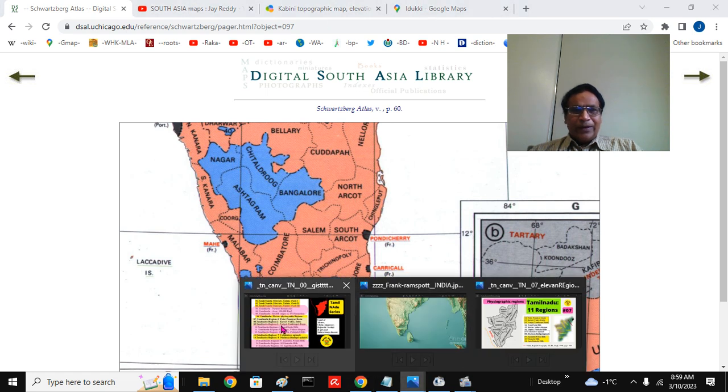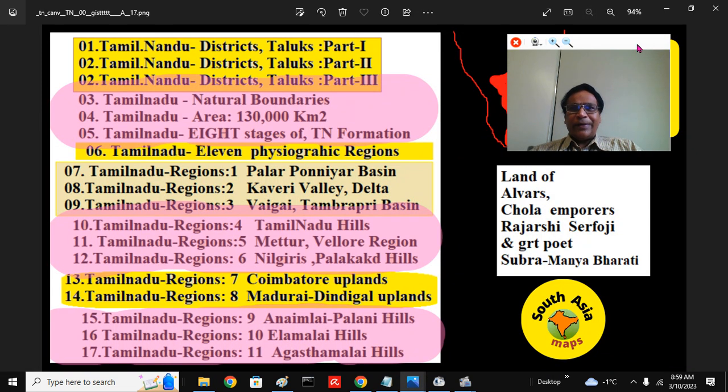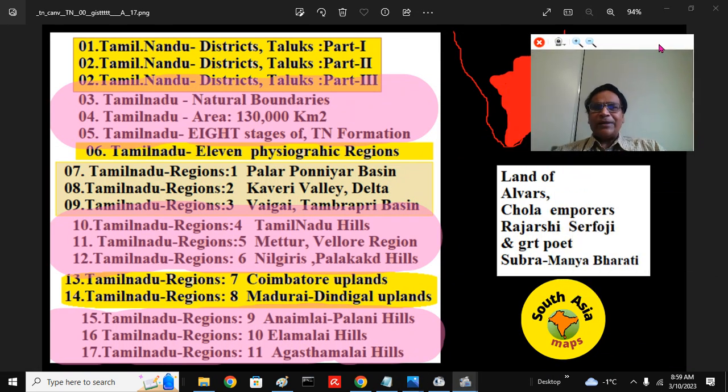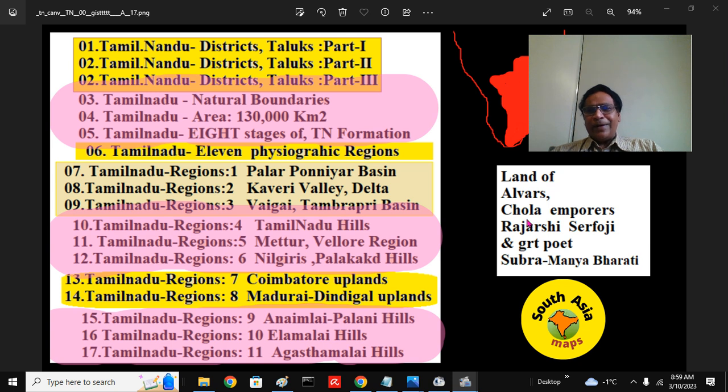In this Tamil Nadu series, we started with the land of the Alvars, the mighty Chola emperors, Rajah Serfoji of the Maratha kingdom of Tanjavur, who passed away around 1834, and the great poet Subramanya Bharati. I have put around 18 presentations in the series so far. There is a typo here, I put 2 and 2 again.